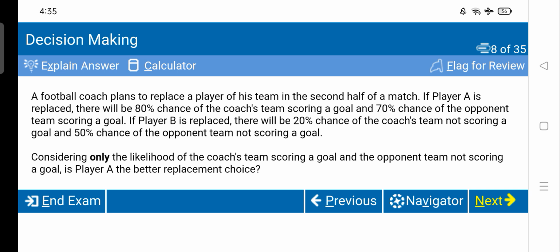If player B is replaced, there will be a 20% chance of the coach's team not scoring a goal and a 50% chance of the opponent team not scoring a goal. So considering only the likelihood of the coach's team scoring a goal and the opponent team not scoring a goal, is player A the better replacement choice?